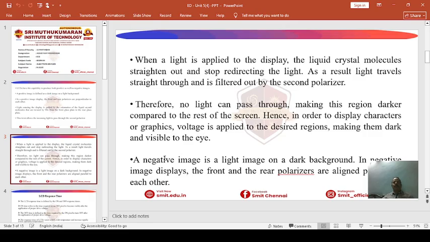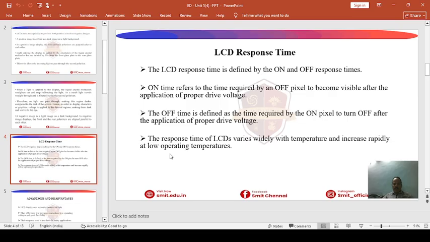In the next slide, we are going to see the negative image LCD, and then the response time. A negative image is defined as bright characters on a dark background. It is commonly used in automotive dashboards, premium digital watches, and modern instrument panels. In a negative image LCD, the front and rear polarizers are parallel to each other. The background is dark because the light is largely blocked. When a voltage is applied to selective segments, those areas allow light to pass through and appear bright.